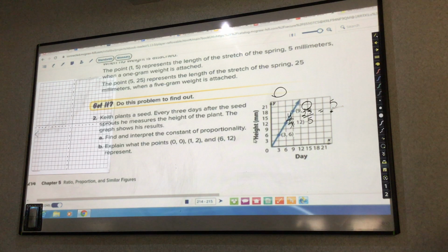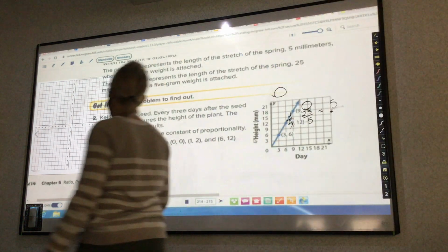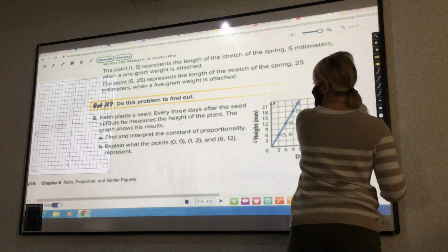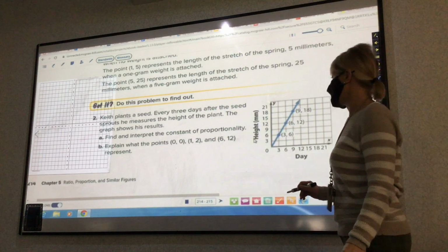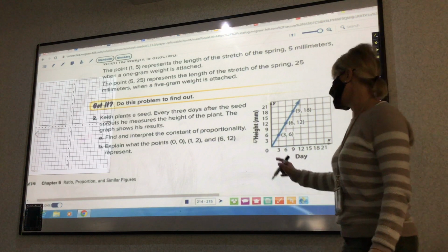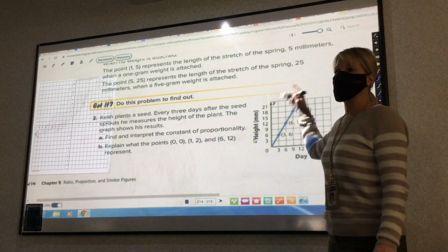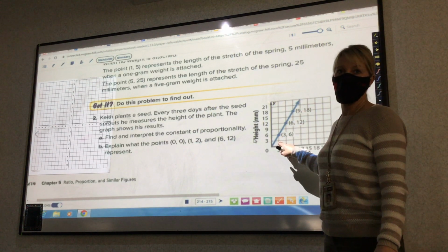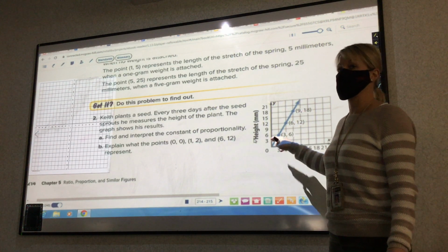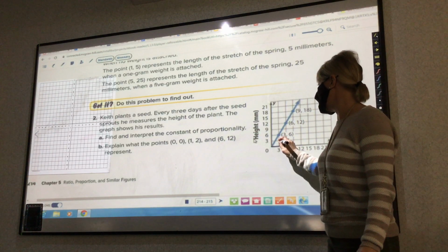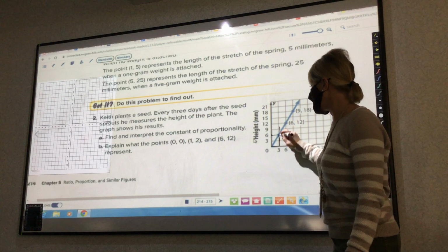Keith plants a seed. Every 3 days after the seed sprouts, he measures the height of the plant. The graph shows his results. Find and interpret the constant of proportionality. So you need to find 1 point. Later on, they're not going to give you the points on here. You're going to actually have to just look at the line and find exactly where they line up or where they cross at a point.